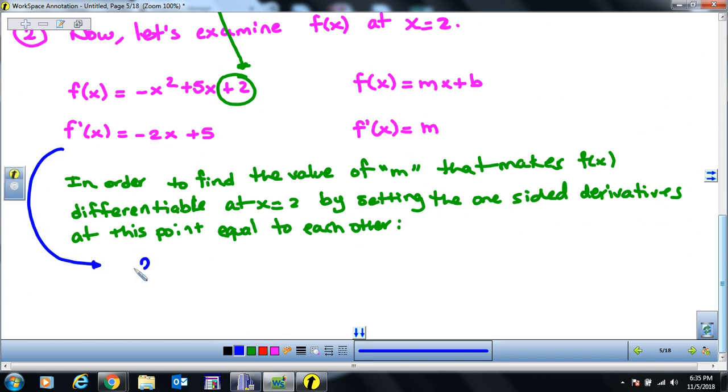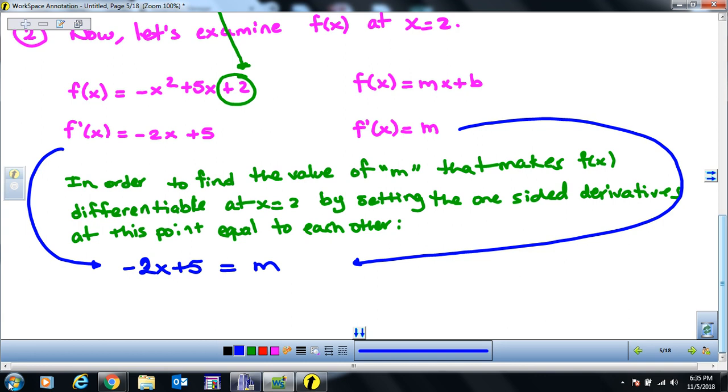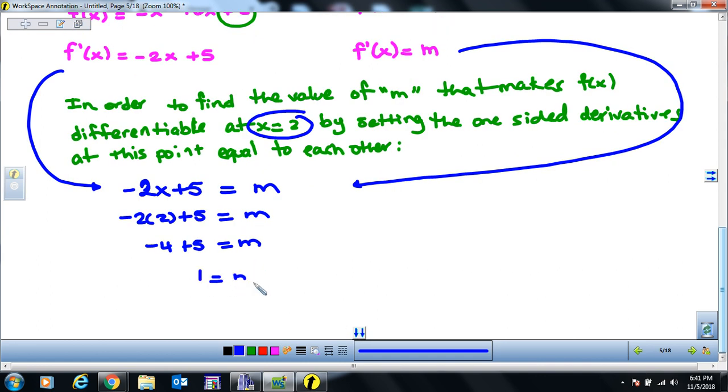So this negative 2x plus 5 is equal to m. Okay. So then all you have to do is solve for m, right? Because what's going to be my x? The number that I'm analyzing at. So negative 2 times 2 plus 5 equals m. So negative 4 plus 5 equals m. So then this would be 1. M is 1. And that's another value we were looking for. What was the value for m? 1. Okay.